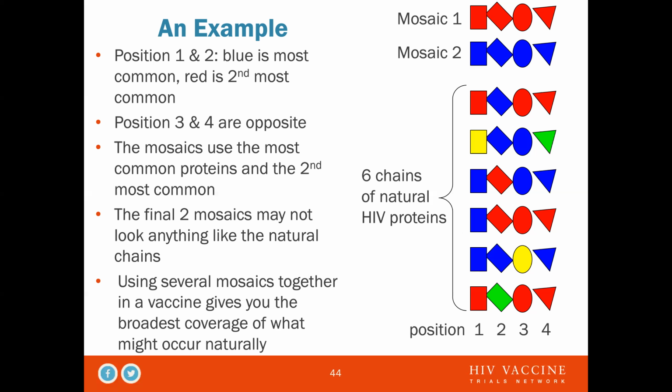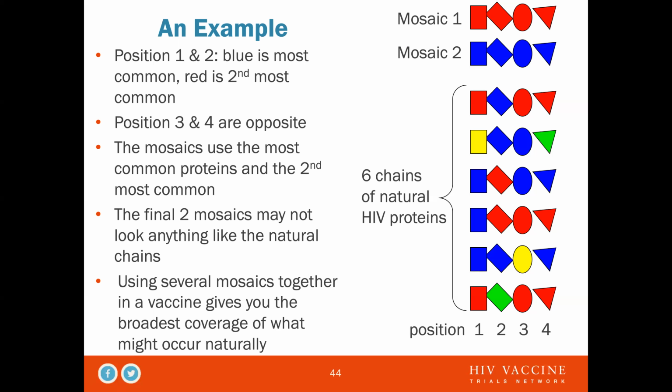And to cover the most common variations, as well as the second and third most common, you need to really construct a few different mosaics. And 2 or 3 may be used together. A computer program determines the best sequence, combinations, and exactly how many mosaics should be constructed.